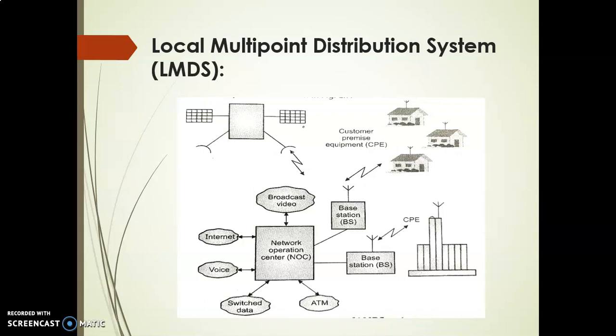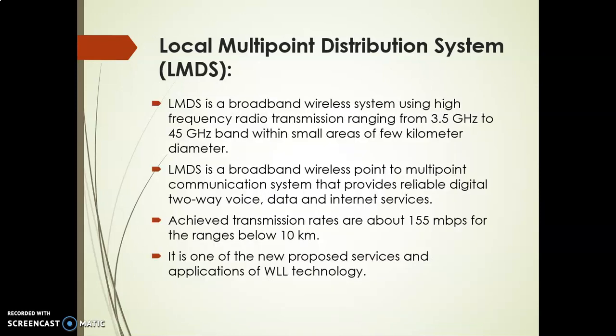Okay, now we will see the description of the LMDS. LMDS, that is local multi-point distribution system, is a broadband wireless system using high frequency radio transmission ranging from 3.5 GHz to 45 GHz band within small areas of few kilometer diameter. The transmission range of the LMDS is from 3.5 GHz to 45 GHz.